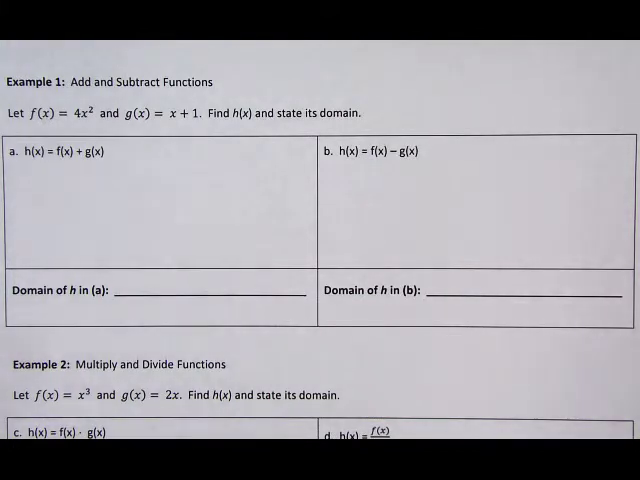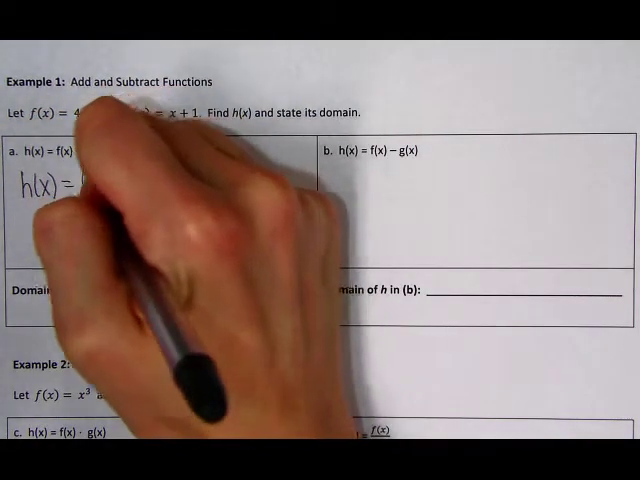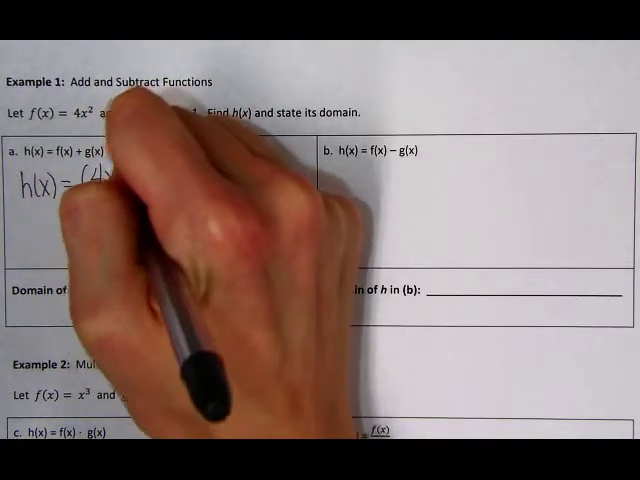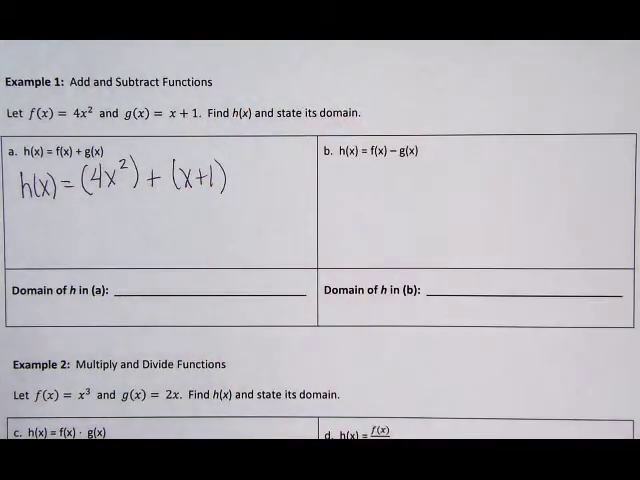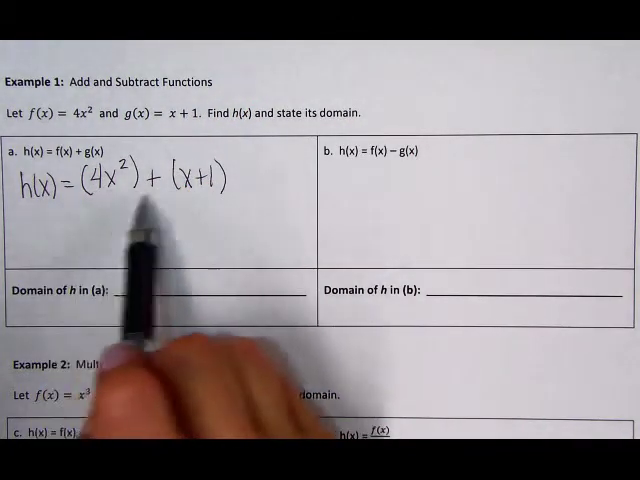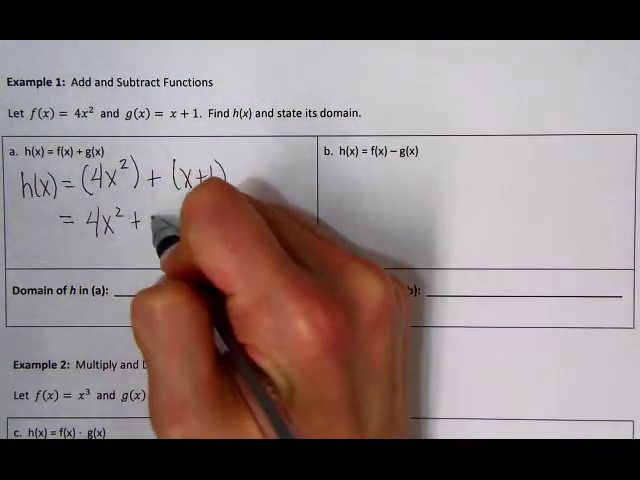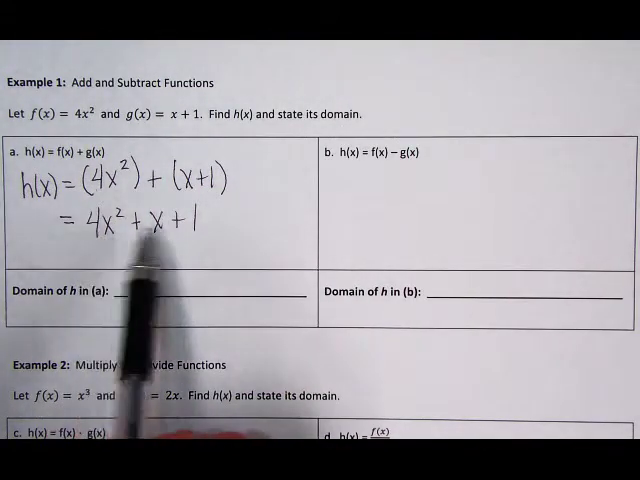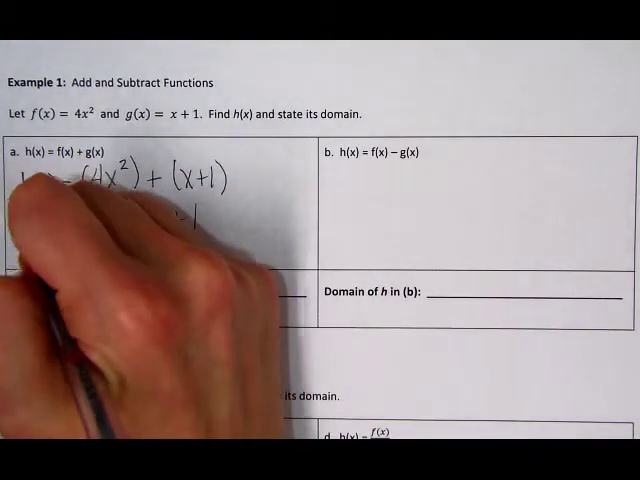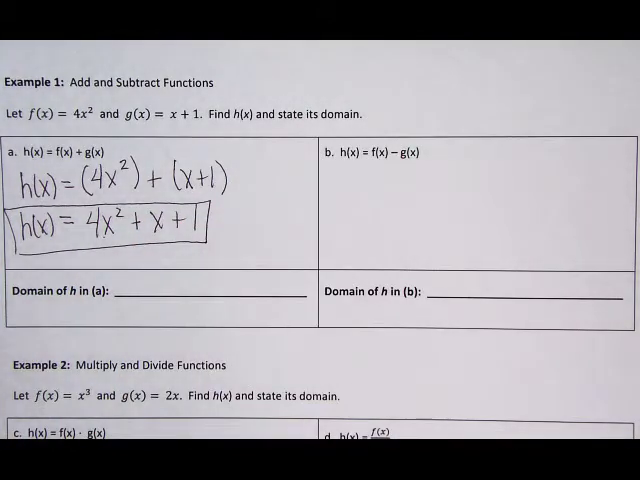So in letter A, we're going to do the same thing as we did with the examples on the previous page. H of x is equal to, in parentheses, my first function, f of x, which is 4x squared, plus g of x, which is x plus 1. Because I'm adding across the board, I can drop my parentheses, so I get 4x squared plus x plus 1. And because I have different variables for all of these, I have x squared, I have x, and I have a constant, my new function, which is h of x, is going to be that as an answer.